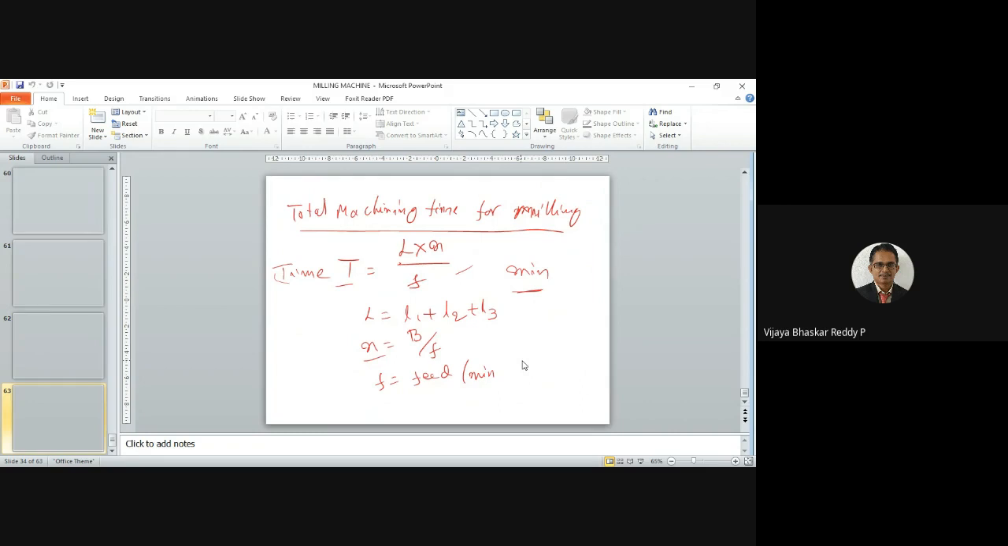So substituting all these values, we can find the total machining time with these relations. This is the general aspect of milling cutters and types of milling cutters, classification of milling machines, the working principle of milling, and how to calculate the machining time for milling operations, right?